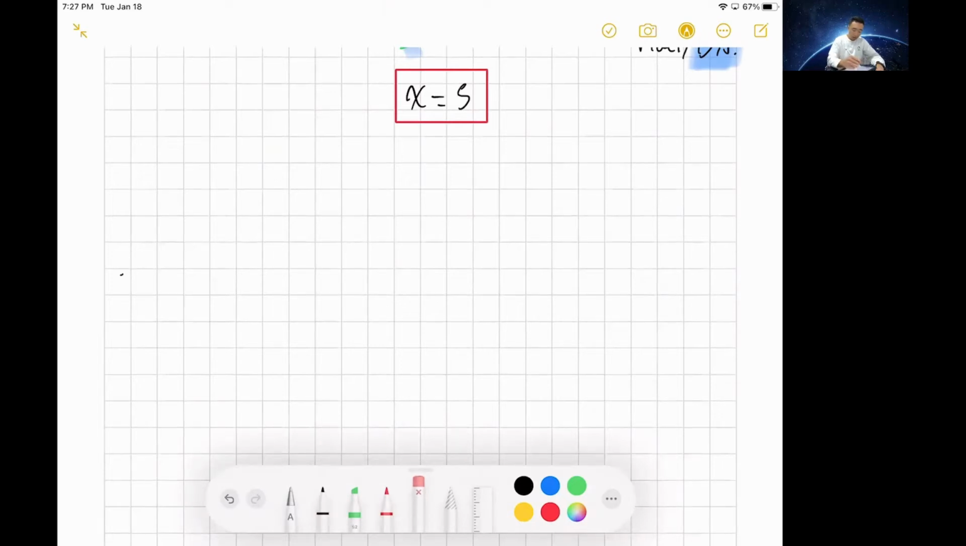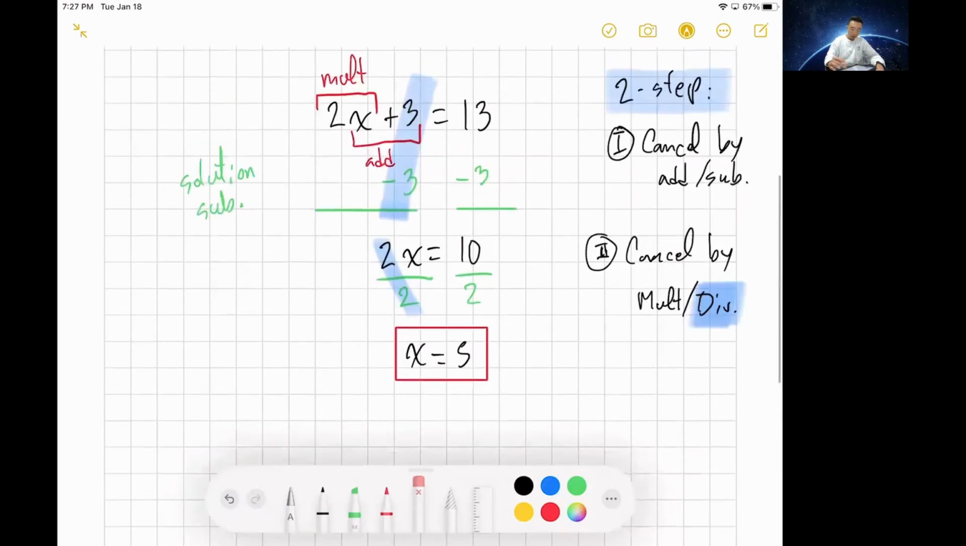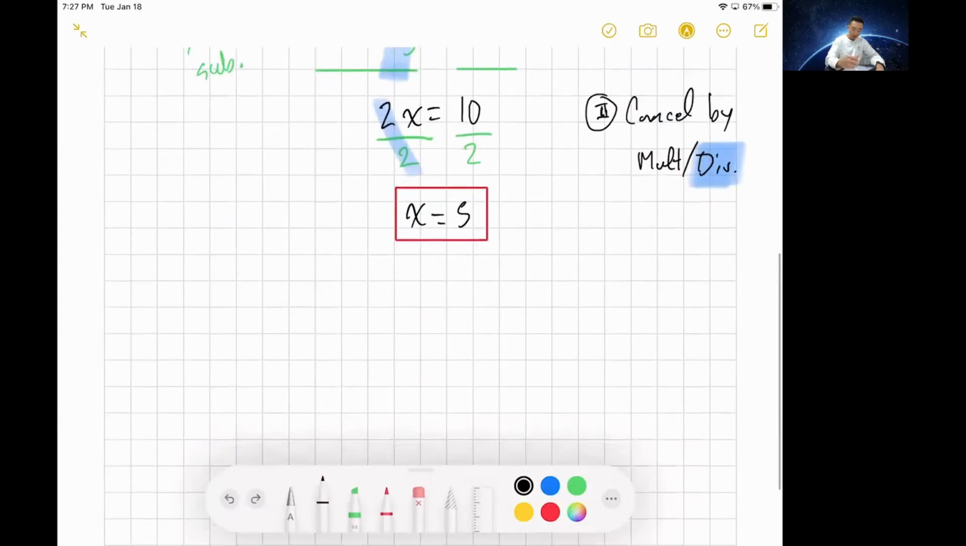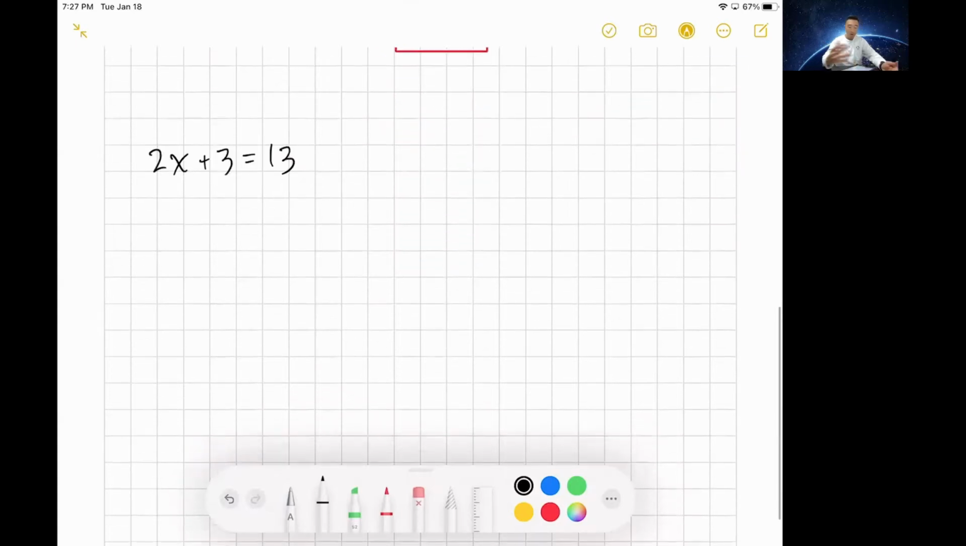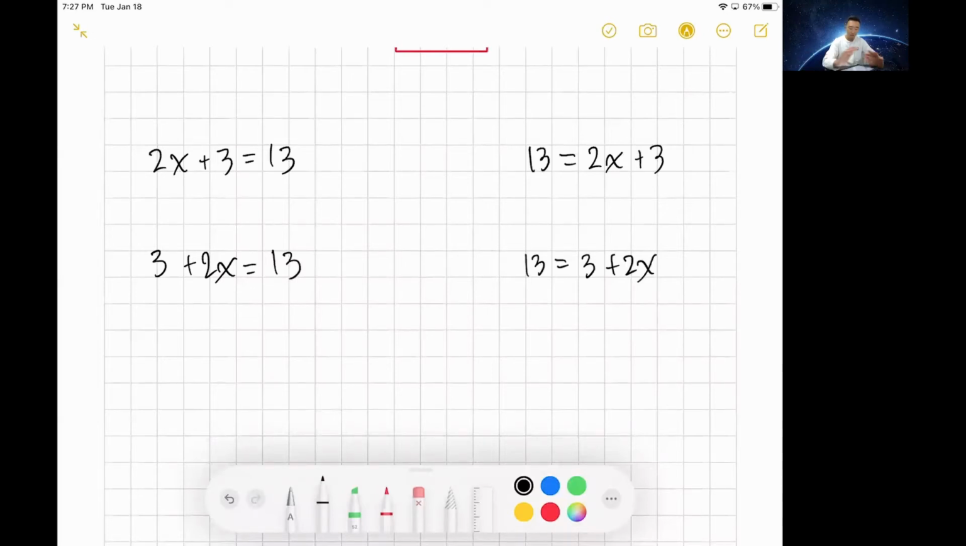Oh, by the way, just to let you know, it could well be that if I write that problem again, 2x plus 3 equals 13, all these problems are the same. You could have said 13 equals 2x plus 3. You could have said 3 plus 2x equals 13. Or you could have done 13 equals 3 plus 2x. All of these problems are exactly the same.